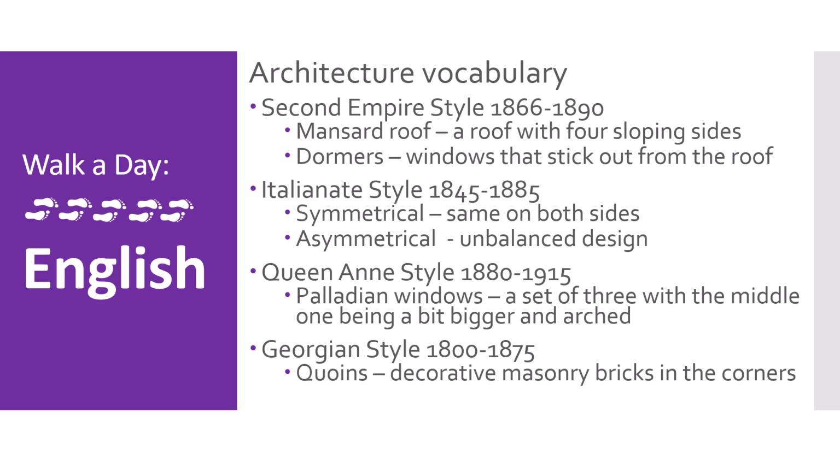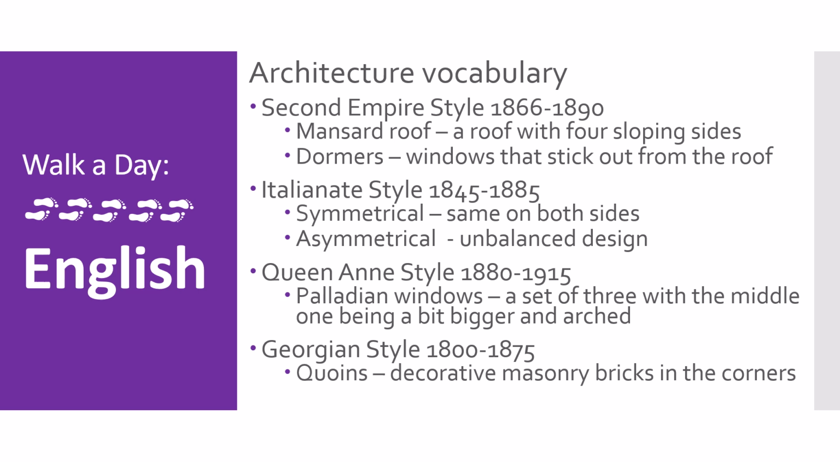So we're going to do something a little bit different. We're going to focus on vocabulary versus a grammar target today. So in my walk that I did, I had four different styles of architecture. So I have the Second Empire style that was popular in Toronto from 1866 to 1890. And one piece of architectural style that is common in the Second Empire style is a mansard roof. This is a roof with four sloping sides.